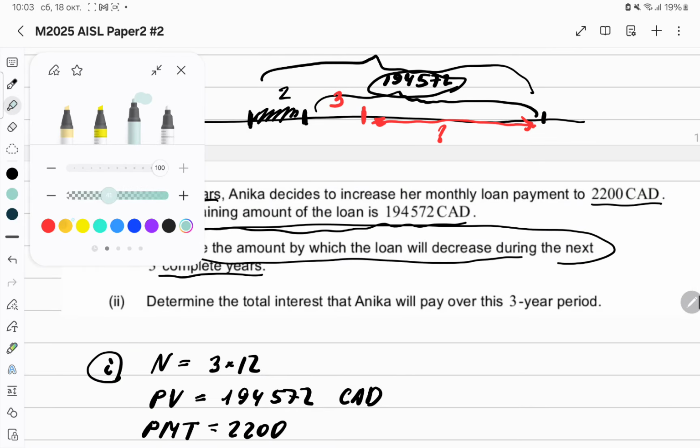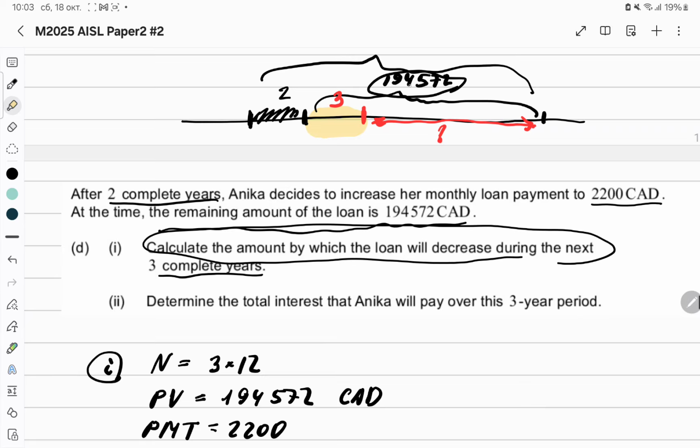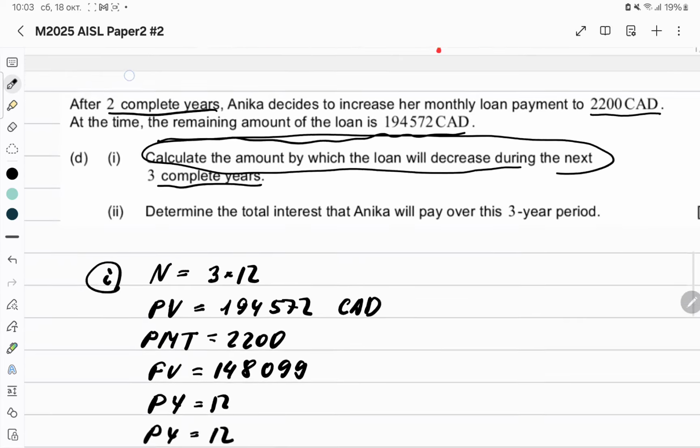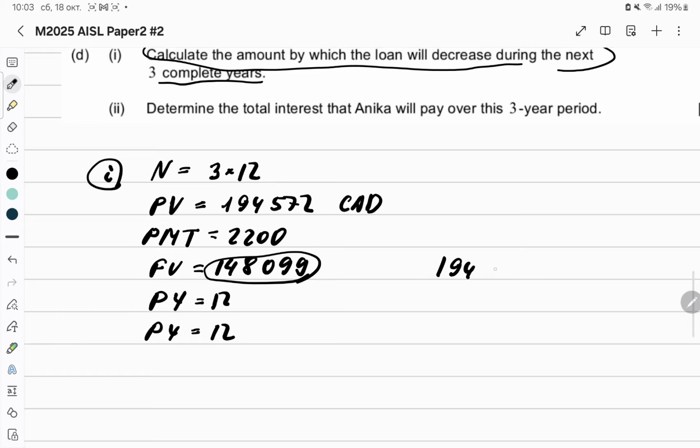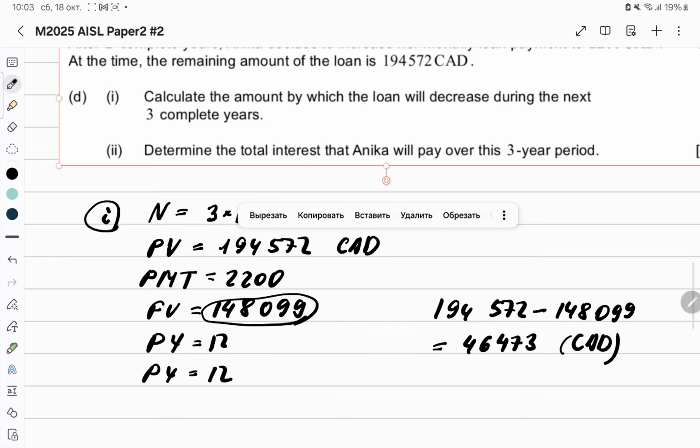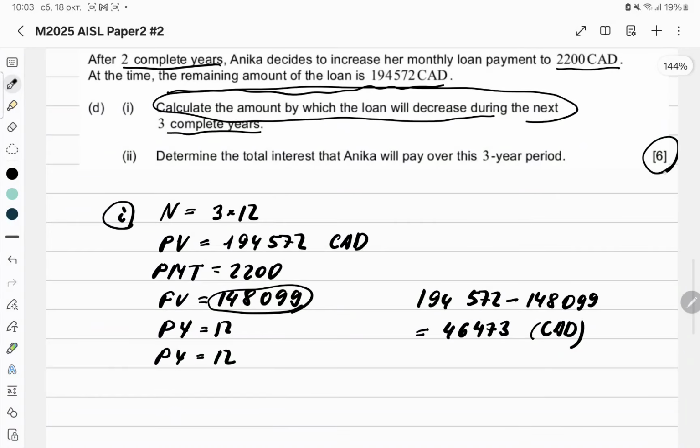Let me show in the diagram. So this money should be subtracted from this amount of money, right? So let's do this. So 194,572 minus this amount of money, and then using the calculator we'll get the answer of 46,473 Canadian dollars. Okay, for this part you will get 1 mark, and you see that it is 6 marks total. And for this part is 3 marks, 1 mark for this one, so 1 mark for this and 2 marks remaining for this part.